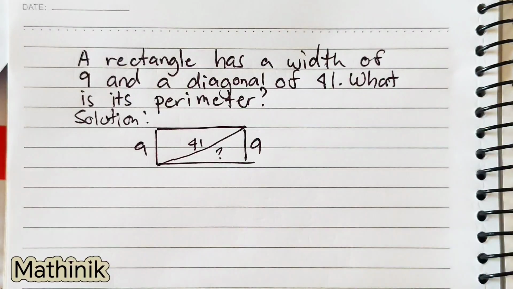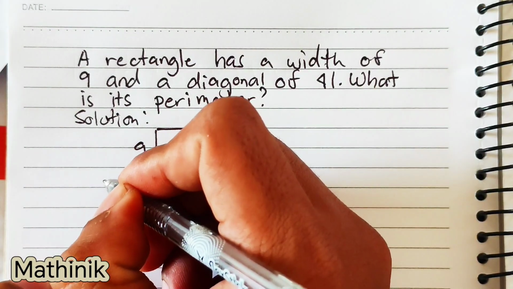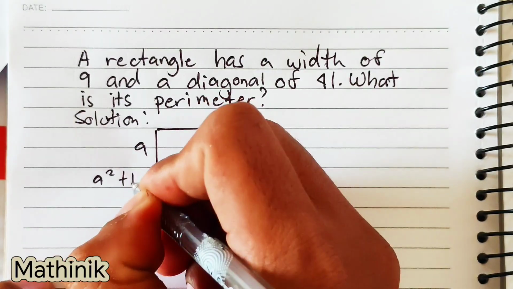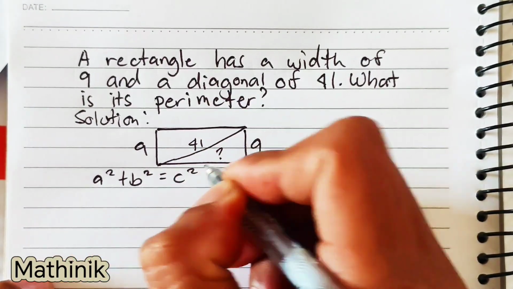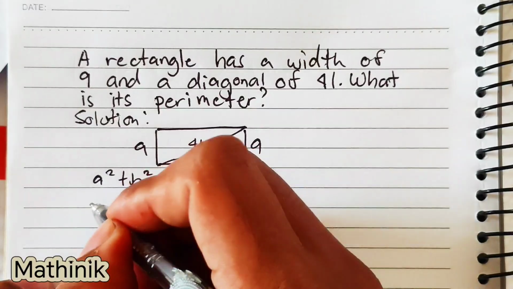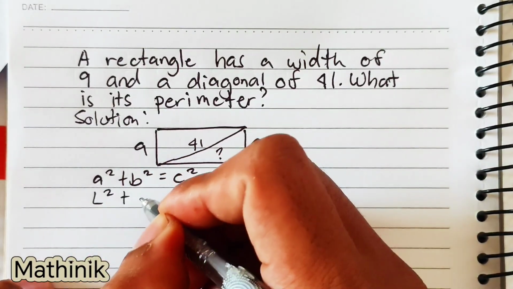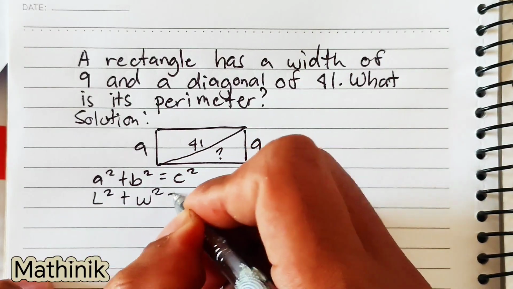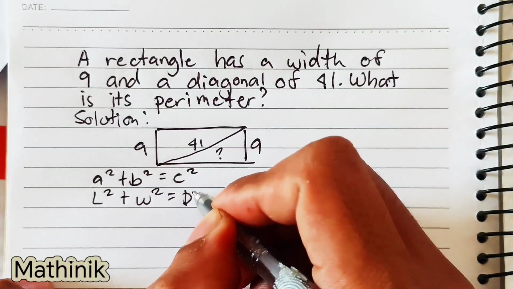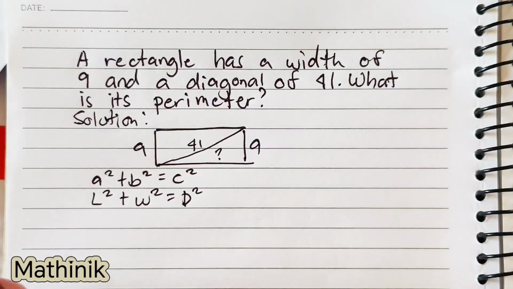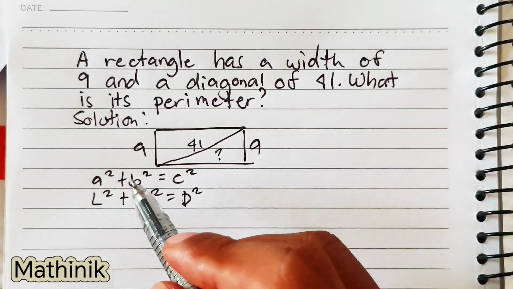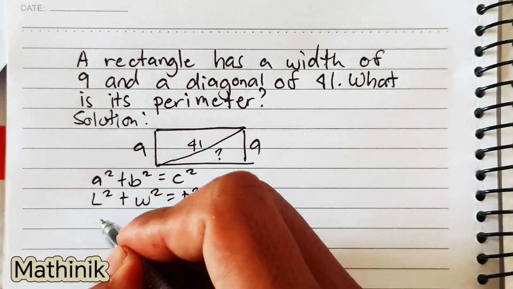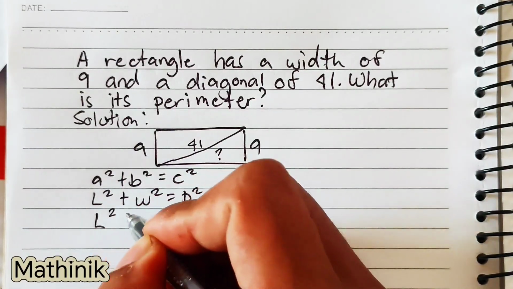Okay, to solve this problem, we're going to find the length by applying the Pythagorean theorem. So the Pythagorean theorem is a squared plus b squared is equal to c squared, where a is equivalent to length squared, b is equivalent to width squared, and c is equivalent to diagonal squared. Okay, so we will substitute the values. So we're looking for the length.